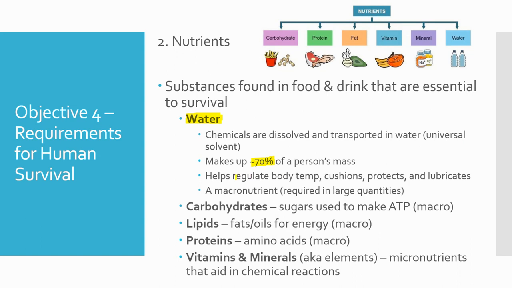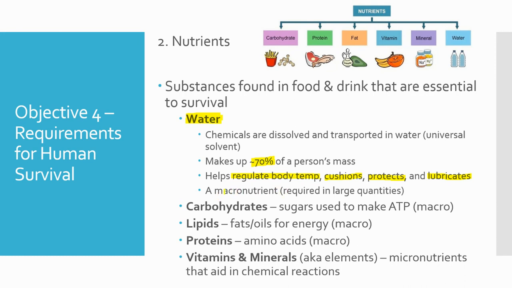It also helps regulate our body temperature. Water changes temperature very gradually, and so it keeps us from getting too hot or too cold too quickly. So it kind of helps moderate those temperatures. It can cushion the organs, it can be protective, and then of course it can lubricate things like joints, help reduce friction. So water is what we consider a macronutrient.